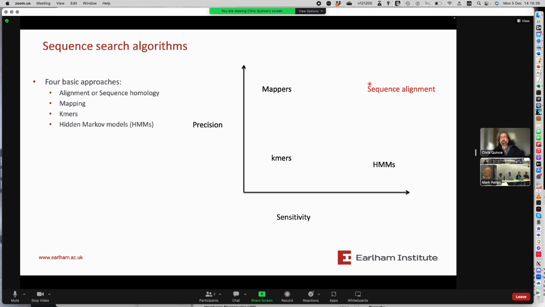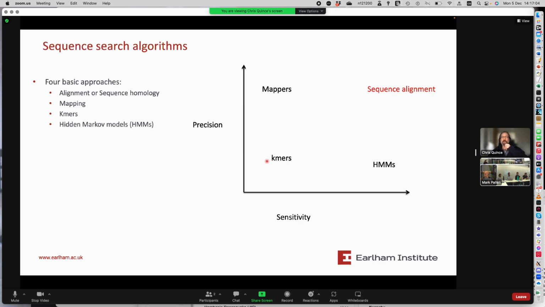So the most basic methods, as I said, are based on sequence homology, and they are both sensitive, in that you can find things that are very distant to your search query, and they have a lot of precision, in that you can distinguish between two queries which are quite similar. The drawback is that they are slow.